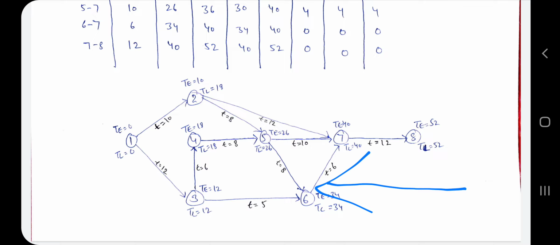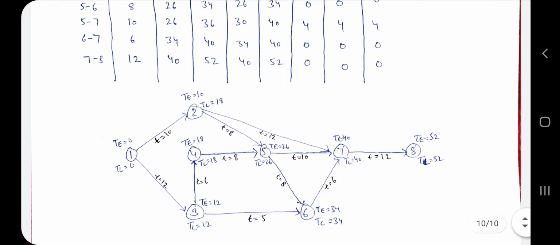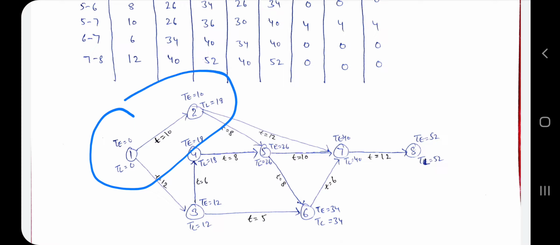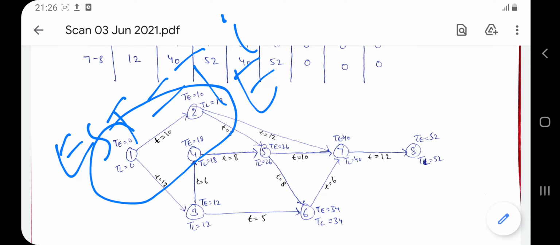Okay, so let's see how we find the values of EST and EFT and LST and LFT. So activity 1 and 2. Okay, the duration is 10. We know that the duration is 10. Okay, and EST we have to find. So let's see in our final diagram how we find the EST and LST and EFT. So first of all we see this activity. We know that EST is equal to 0 because EST is equal to TEi.